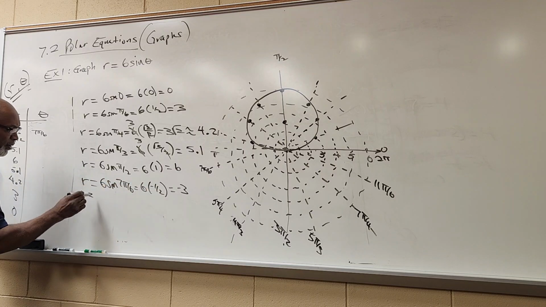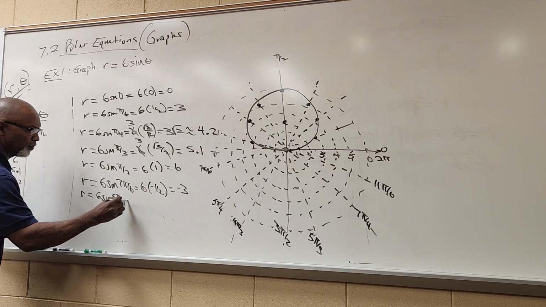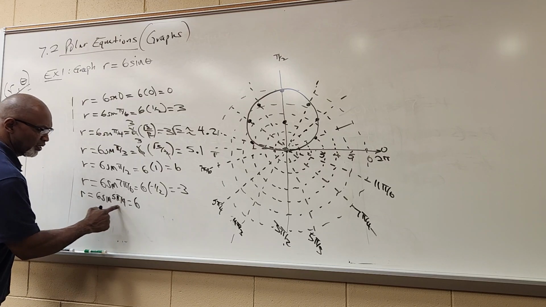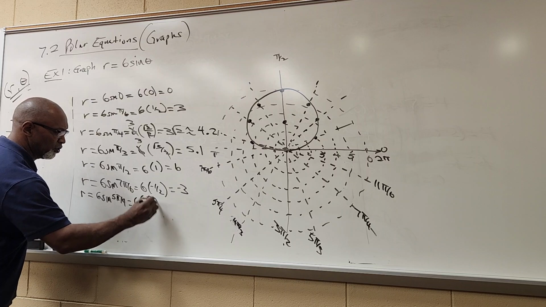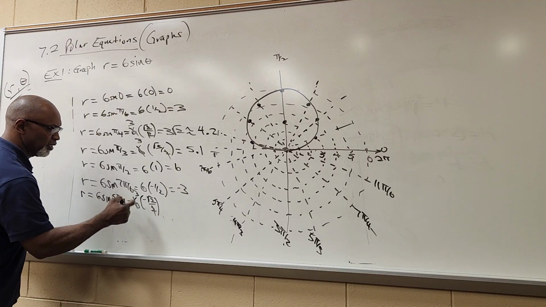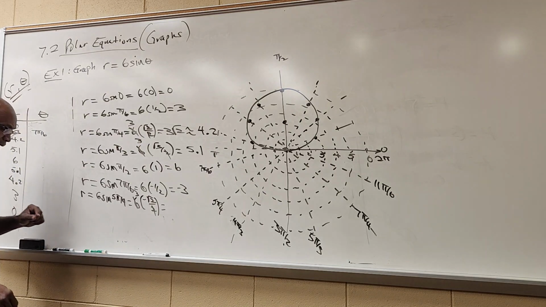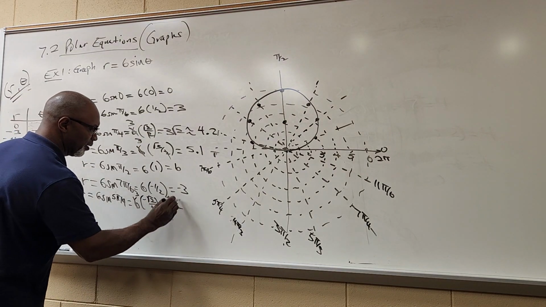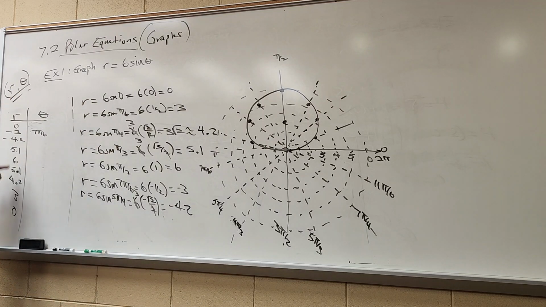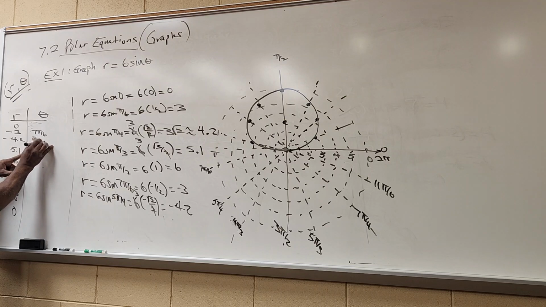7 pi over 6, then 5 pi over 4. 6 sine 5 pi over 4. That's 6 times... look at your unit circle. Sine of 5 pi over 4 is negative square root of 2 over 2. 2 goes into 6, 3. 3 times negative square root of 2 would be -4.2. So I'll get the same number, it's just now negative. Let's check. So this was 5 pi over 4. Now we're checking 4 pi over 3.